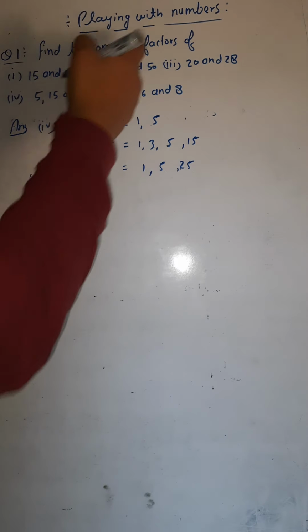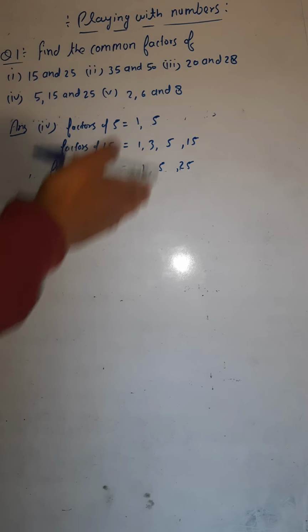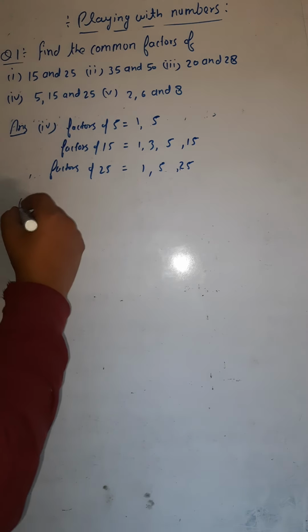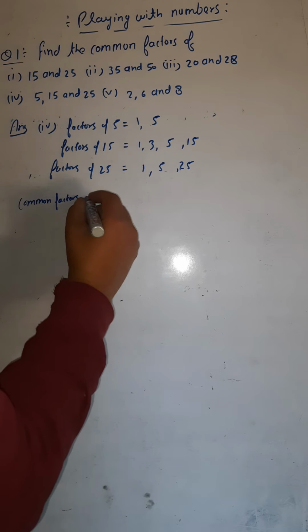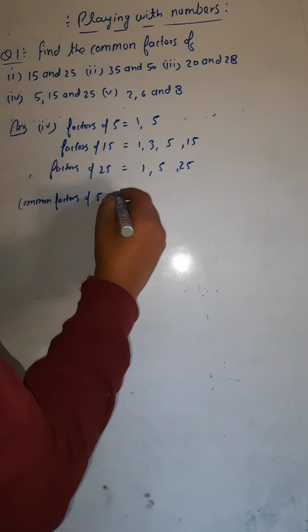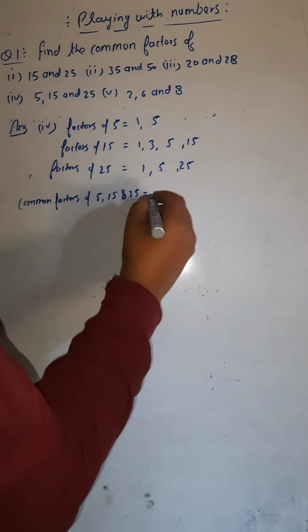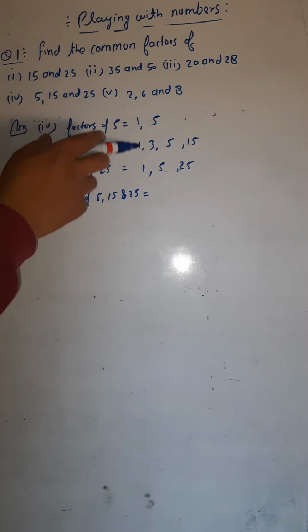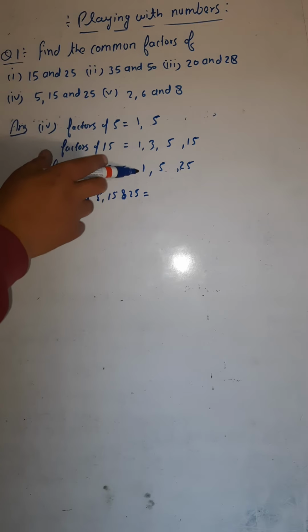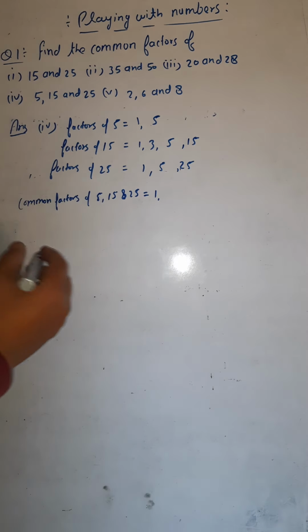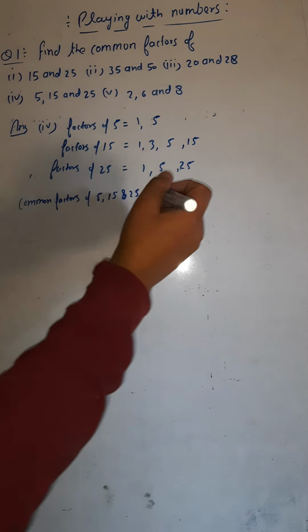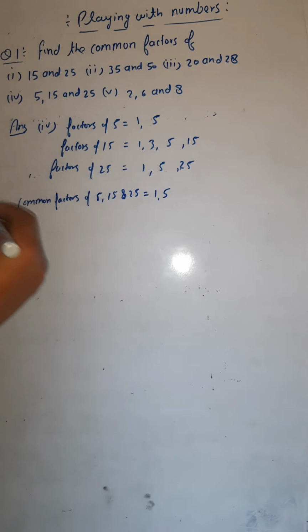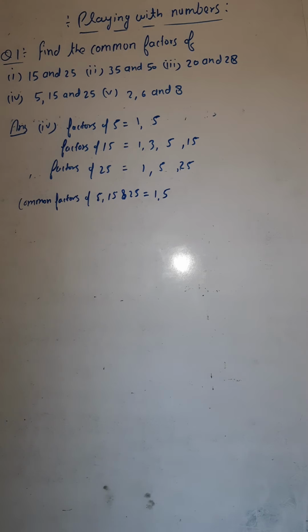Now we have to find out the common factors. Common means which are common in all. So I am writing common factors of 5, 15 and 25. Yes, 1 is common in all. 1 is here also, here also, here also. So the common factor is 1. And yes, 5 is in all, here also, here also, here also. So 1 and 5 are the common factors of 5, 15 and 25. So this was your question number 4.